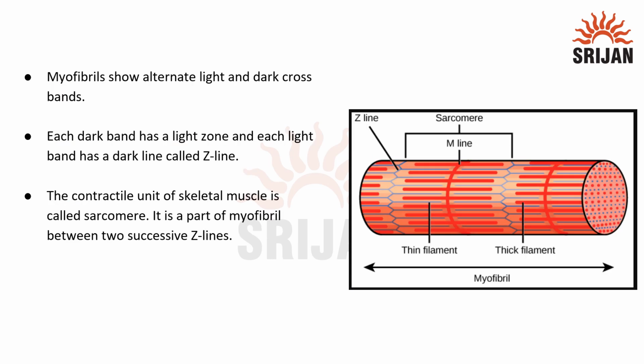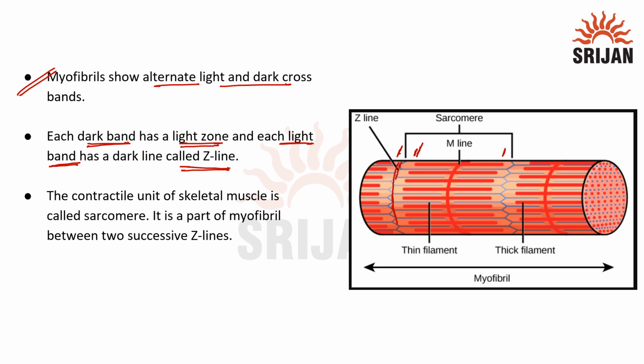Here we can see the structure of myofibrils, which show alternate light and dark bands. Can you see the region from here to here is the light band region. The region from here to here is the dark band region. You can see this pattern all over the myofibril, and you can also see in the image that each dark band has a light zone and each light band has a dark line called the Z line. Can you see this line over here? This is the Z line.